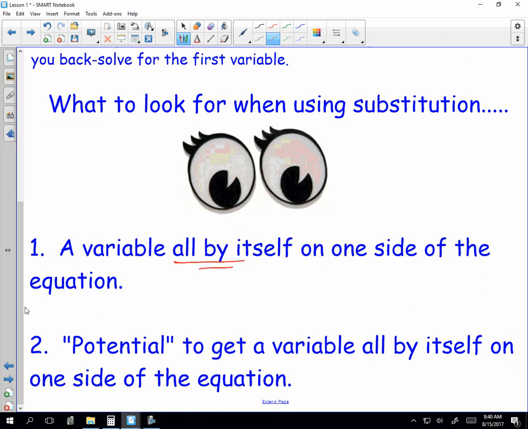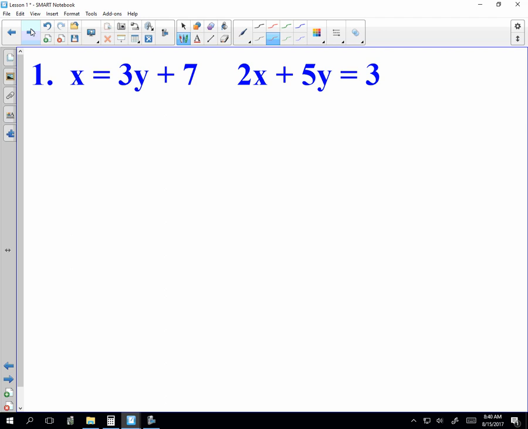And there's also the idea of the potential to do this. Okay, but if everything is set up a certain way, we're going to move away from substitution and go right to elimination. Substitution is only a situation that you should use when you identify that you have a variable by itself. Like here we have the x value. So what we know is all of this information is equal to x.